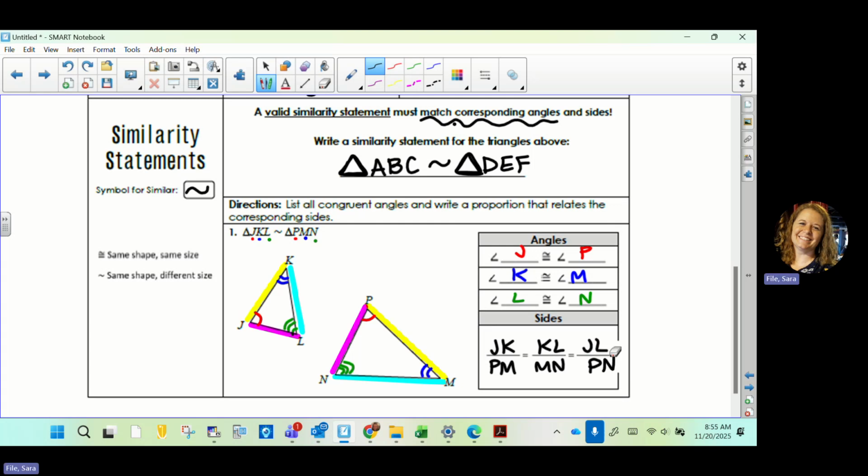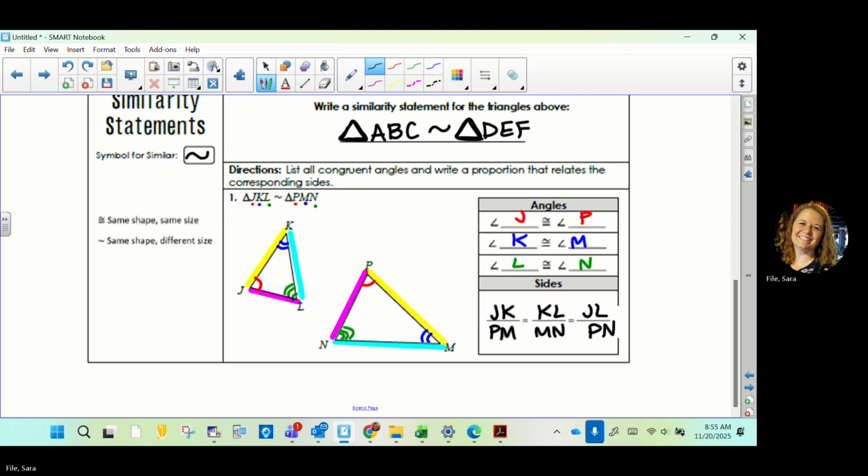Y'all follow? So you have to be able to identify which angles are congruent, which sides are proportional. We're going to practice it tomorrow. There's no homework tonight unless you haven't finished your transformation town project. Okay? Don't lose those notes. Bring them back with you tomorrow so we can use them when you're practicing.